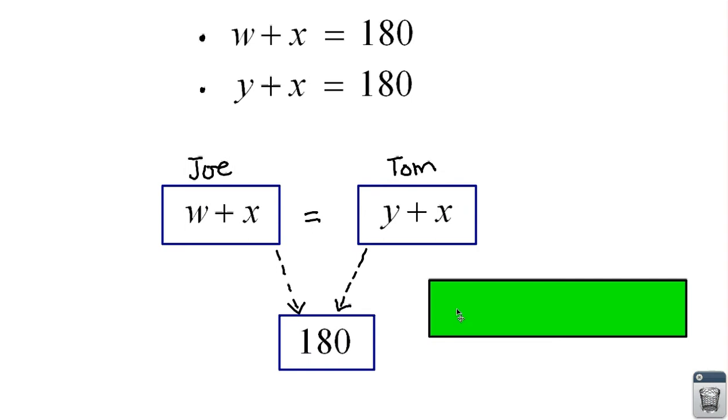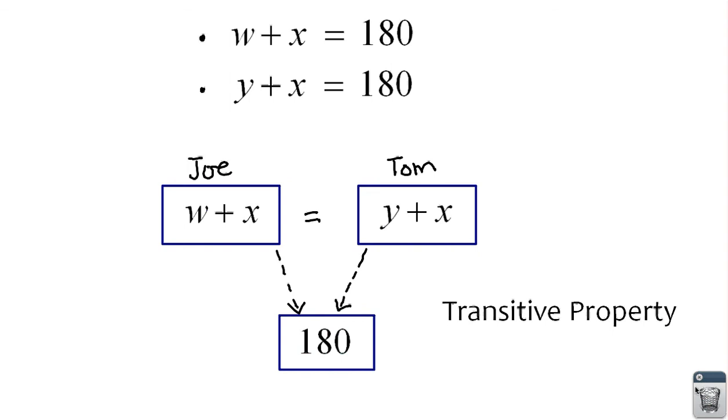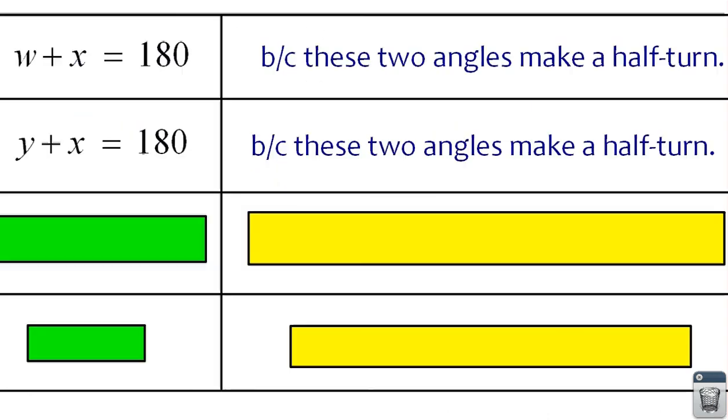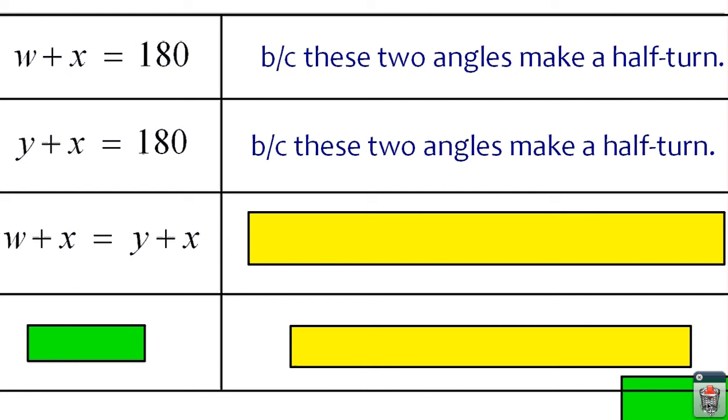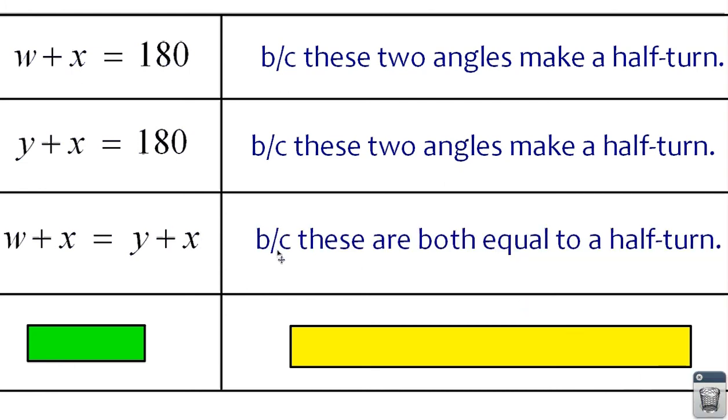This kind of reasoning is used so often, mathematicians have given it the name transitive property, but it really is just common sense. The transitive property says if two things are equal to the same thing, then they must be equal to each other. I get it. Okay, so with that, we have these two quantities equaling 180, and so they must equal each other. We could explain that by saying both of these things are equal to a half turn. That's why they equal each other.